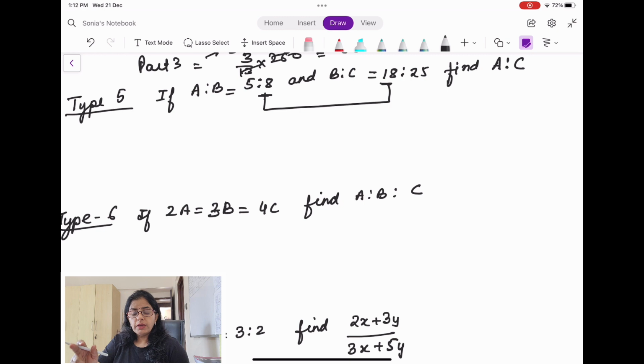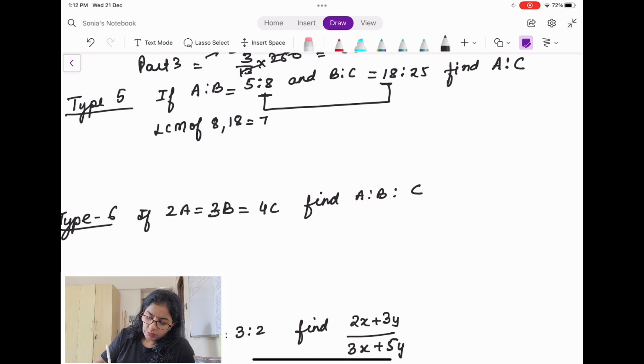We will first make the B quantity the same in both. In A is to B, B is 8, whereas in B is to C, B is 18. So we take out the LCM of 8 and 18. What will be the LCM? 72. Yes, 18 into 4, 72.